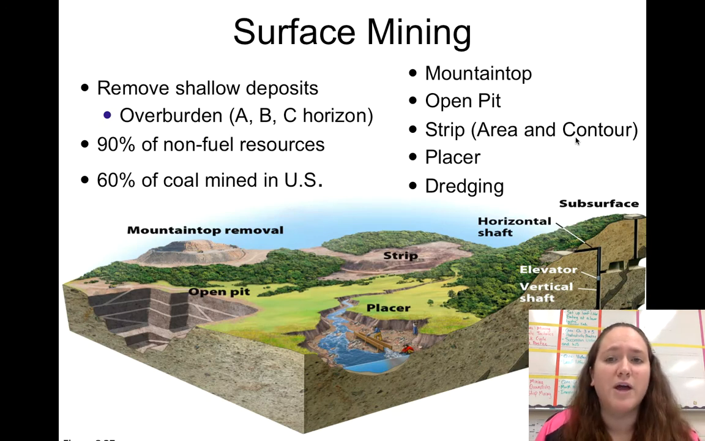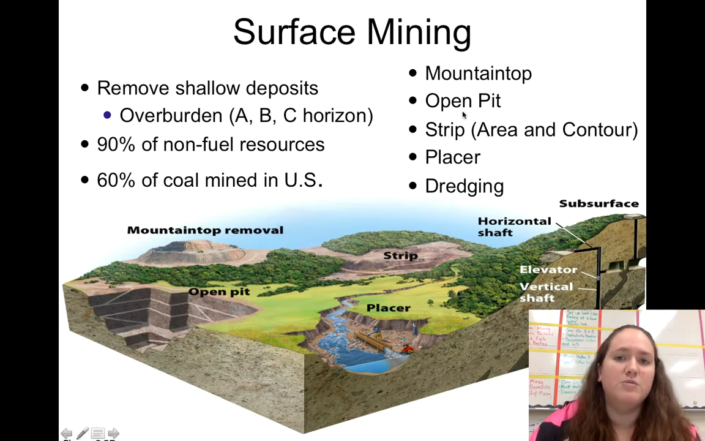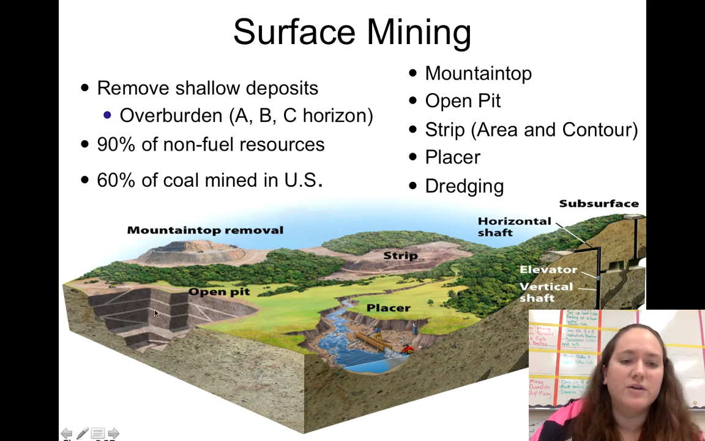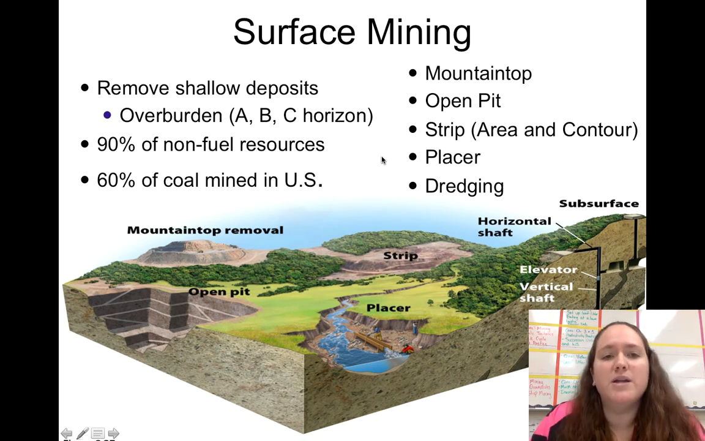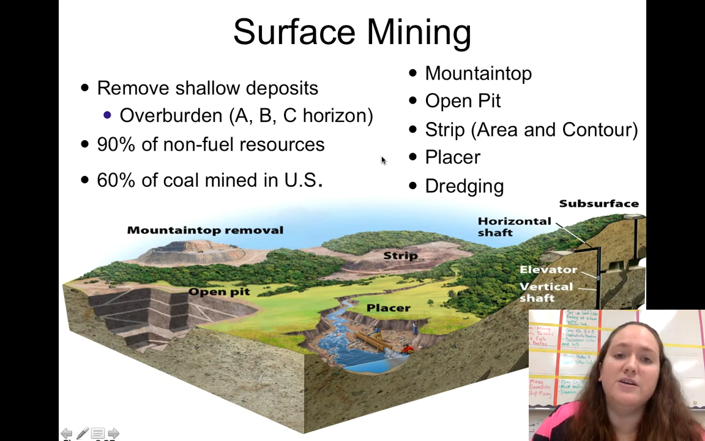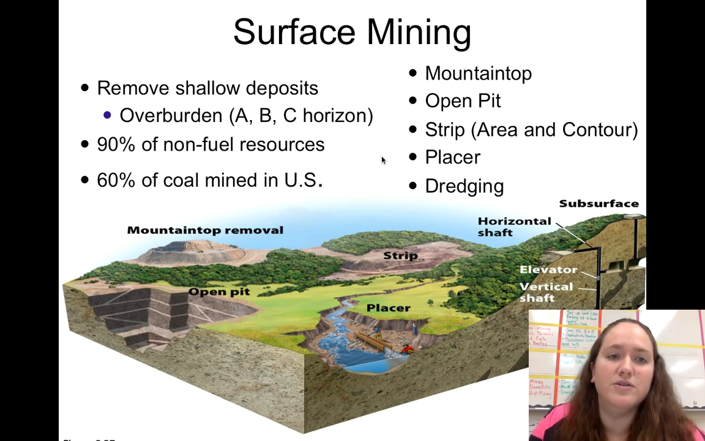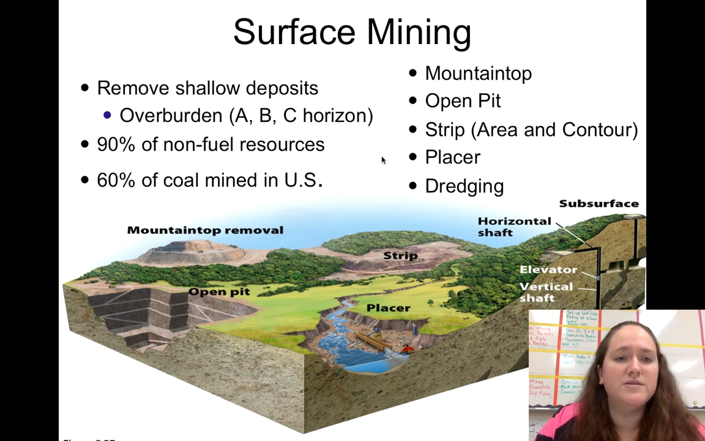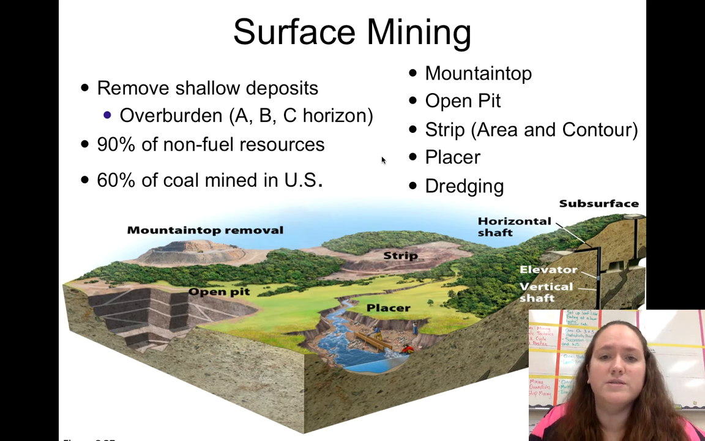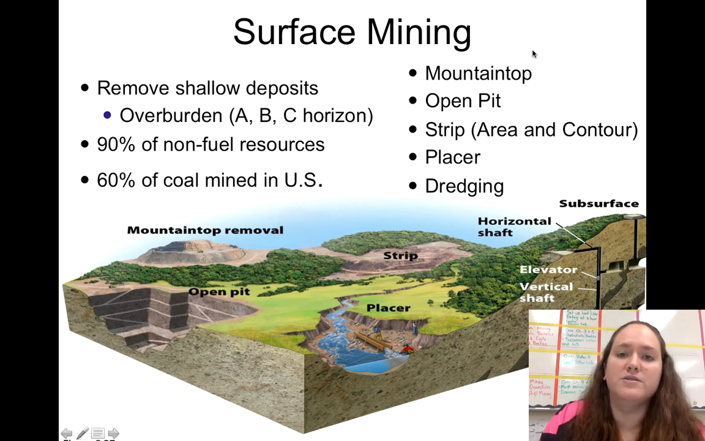So looking at some surface mining, here are some techniques: mountaintop, open pit, strip, both area strip and contour strip, placer and dredging. Here's some pictures of these different things. We're going to go through each one of them and talk about them. So in surface mining, you're removing the A, B, and C horizon, and you're trying to get down into that bedrock. 90% of our non-fuel resources are mined with surface mining processes, and 60% of coal is mined by surface mining, mainly this strip mining over here that we're going to talk about.